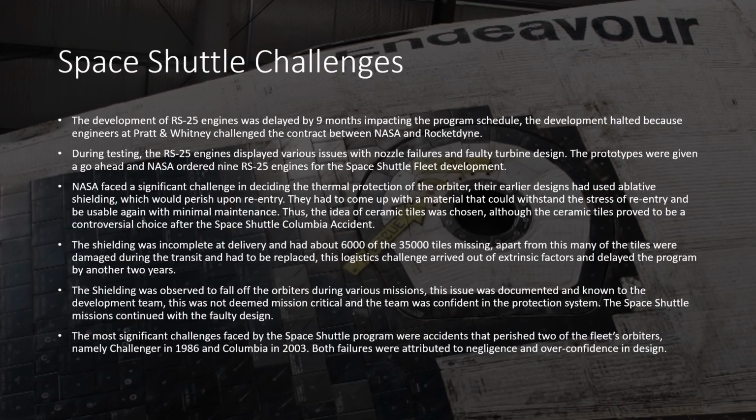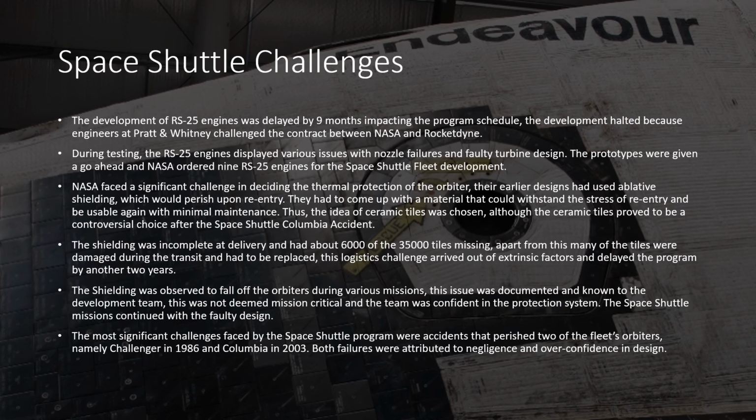The Space Shuttle program saw various obstacles during its development phase. The development of the RS-25 engines was delayed by 9 months, impacting the program schedule. The development was delayed because the engineers at Pratt and Whitney challenged the contract between NASA and Rocketdyne.